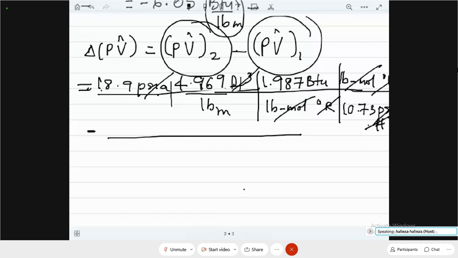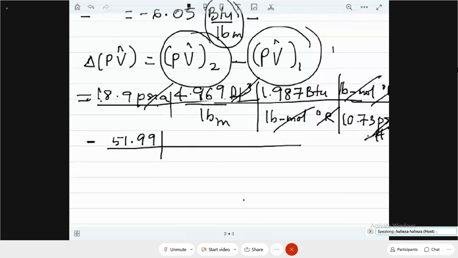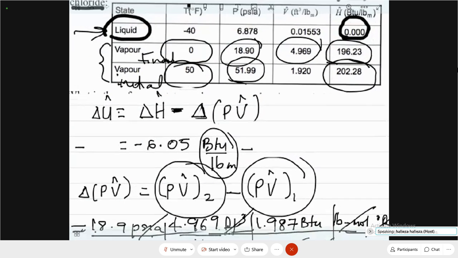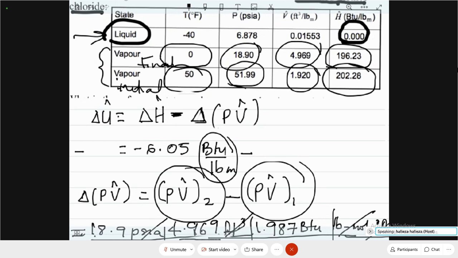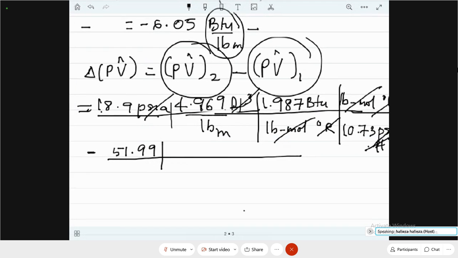Do the same thing. 51.99. I'm not going to write the unit this time because we already know how to cancel the unit. And volume 1.92. We need to multiply with the gas constant 1.987 divided by 10.73. That's our gas constant. So the initial value that we managed to get was 17.39.